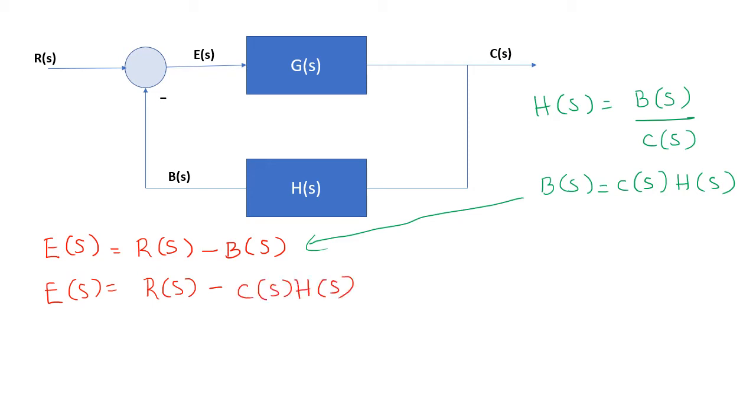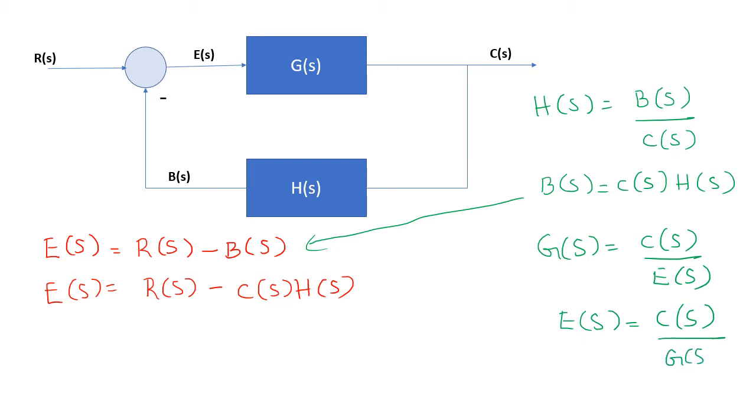Now what is this error signal? So the forward gain G of S, we can represent it as the output of it by the input to the block, which is E of S. So E of S is nothing but C of S by G of S. So this particular thing we substitute it here.